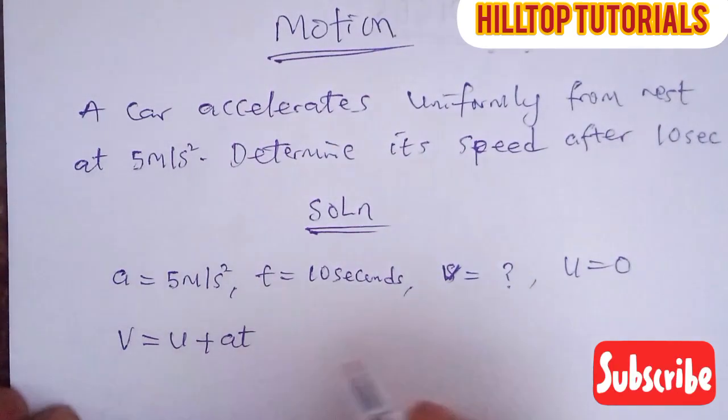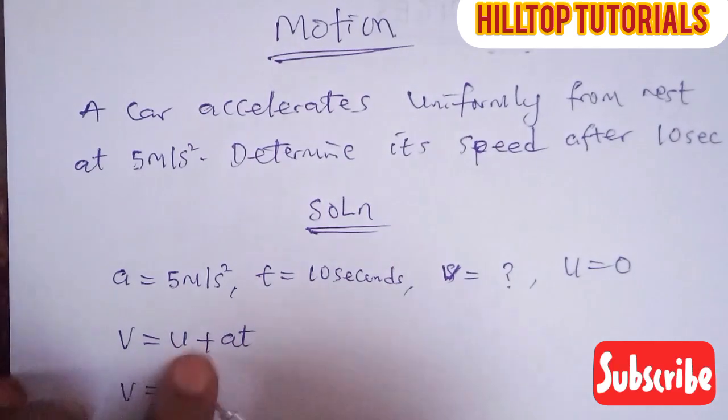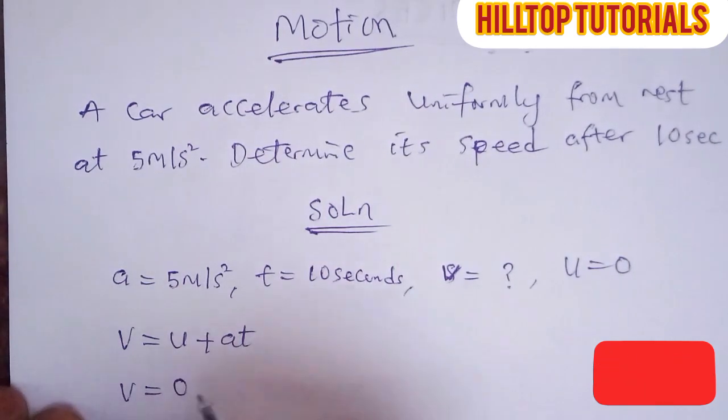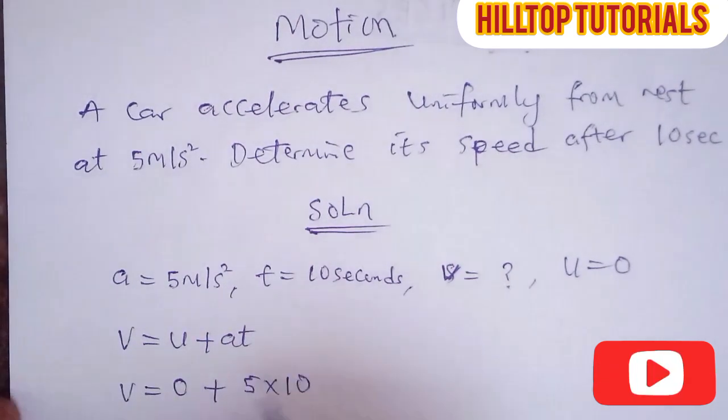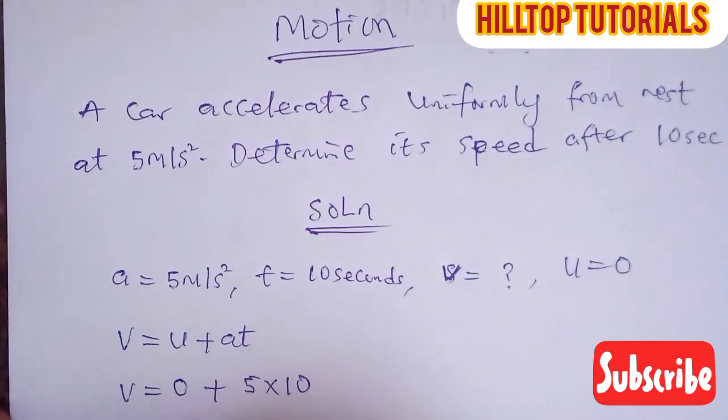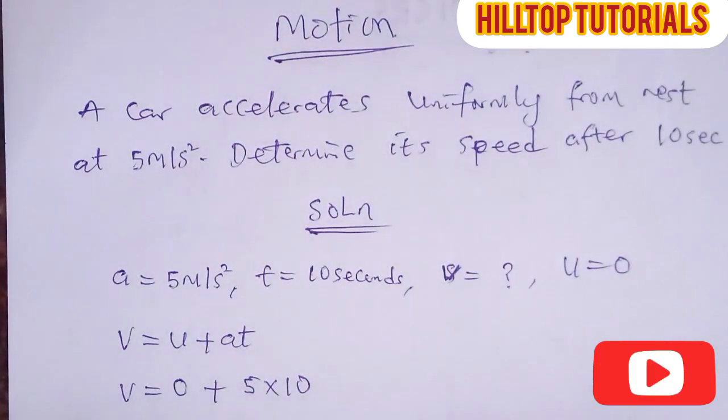So v is equal to 0, u is 0, plus a is 5 times t is 10. Therefore, v is equal to 50 meters per second. This is the solution to the question.